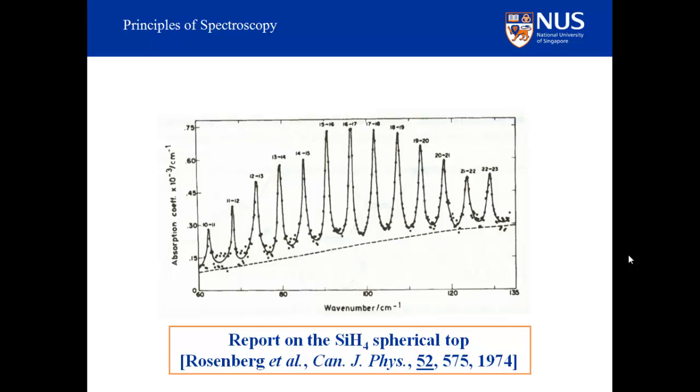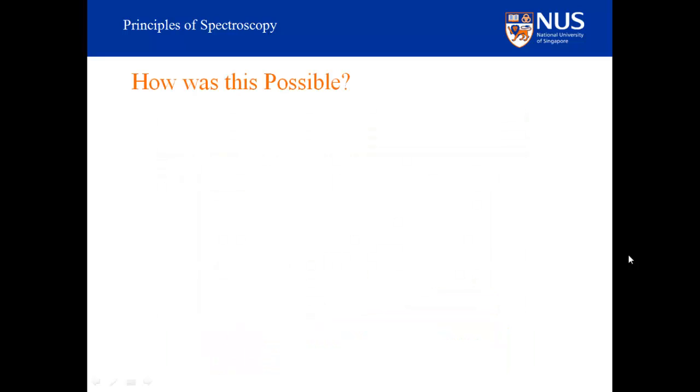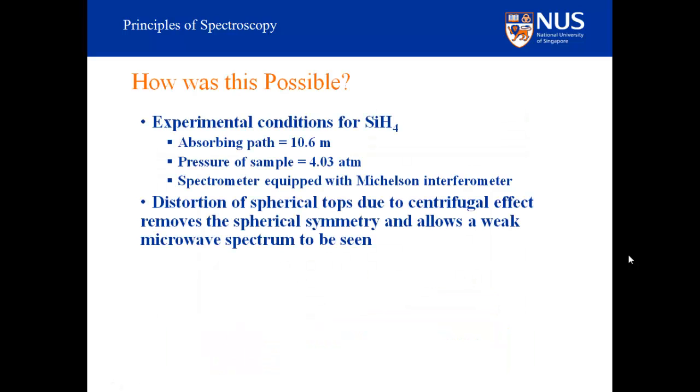Centrifugal distortion is going to modify the shape of this molecule. You can imagine that if we rotate the molecule around the C3 axis, the off-axis hydrogen atoms will rise ever so slightly towards the horizontal plane perpendicular to the C3 axis. This will be a tiny effect, but this distortion can introduce a dipole moment to the molecule. Look at the conditions that had to be used in order to see that spectrum.